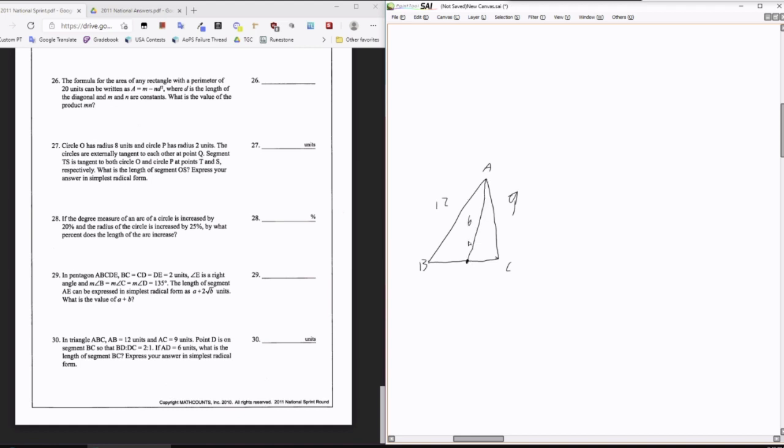This is 6, and we'll call BC x, and BD will be 2x. To solve this problem, we'll use something called Stewart's theorem.